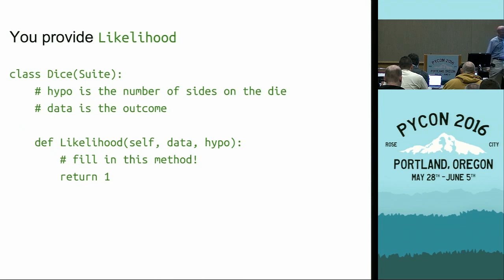So what you have to do is somebody is going to give you a piece of data and a hypothesis, and they're going to ask you, what is the probability of this data under this hypothesis? The way they're represented is that hypo will be an integer. It will be the number of sides on the die. And data will be the outcome. It will also be an integer. So in our example, data is 6. Data will always be 6. This function is going to get called 4 times. The first time it gets called, hypo will be 4, then 6, 8, and then 12. Your job is to write a function that will correctly figure out the likelihood of the data given the hypothesis.